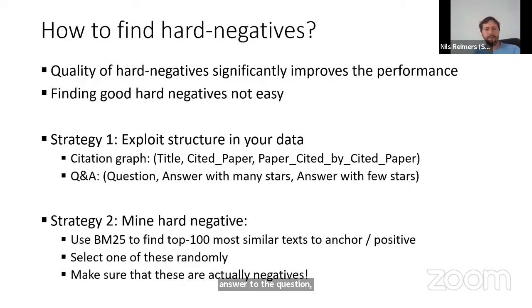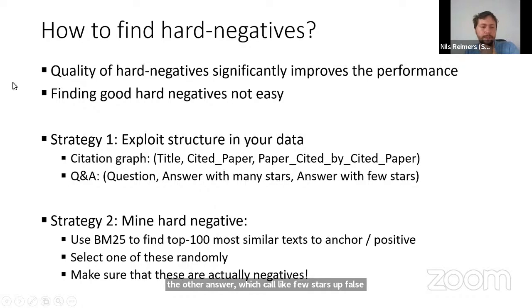So how can you find these hard negatives? One strategy is to exploit the structure in your data. For example, you have a citation graph, you have a title, and then this paper cites some other paper, and the cited paper cites some other paper. And you say, okay, one hop in the citation graph is more relevant than two hops in the citation graph. So you use this as a triplet. Another option is online communities, where you have upvotes, and you know this question got an answer which has many stars on, for example, Stack Overflow, and another answer with fewer stars. So you say this question should be closer to the answer which got a lot of stars, upvotes, likes, compared to the other answer which got few.